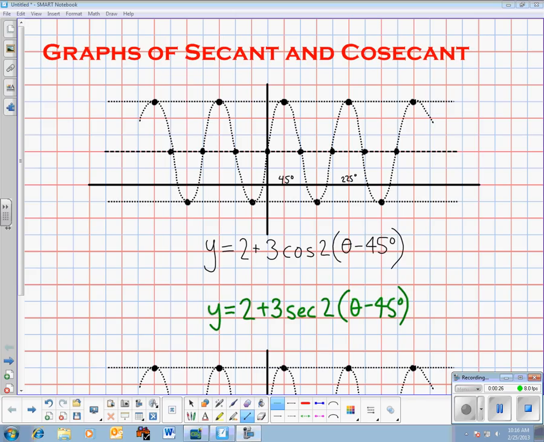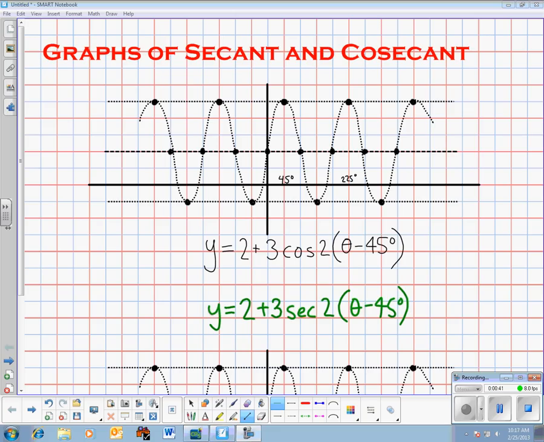We know how to change the period and the amplitude. And we're going to use that knowledge about sine and cosine to do secant and cosecant first, which are very easy graphs if you can do sine and cosine well. So let's start with a secant. In order to graph secant, I'm going to use this cosine as an example.